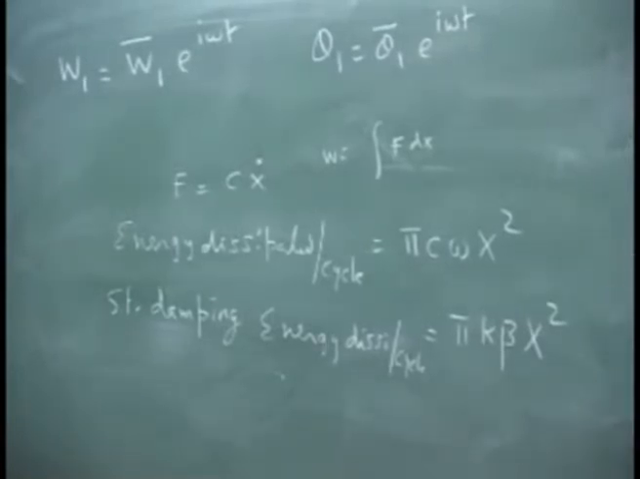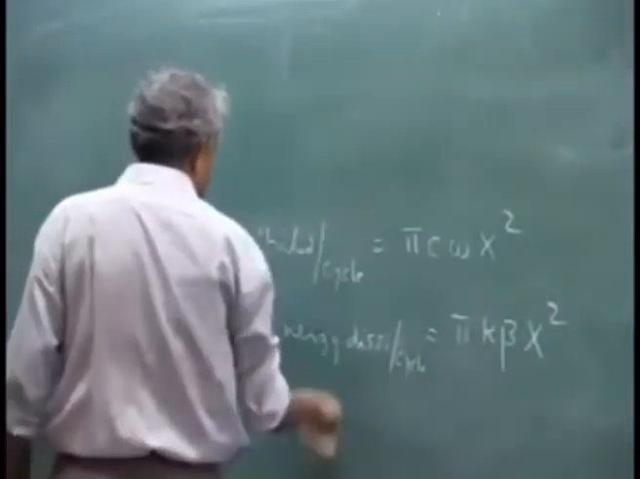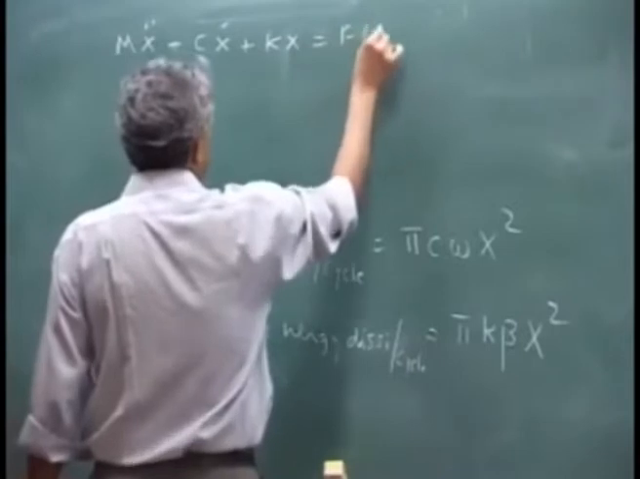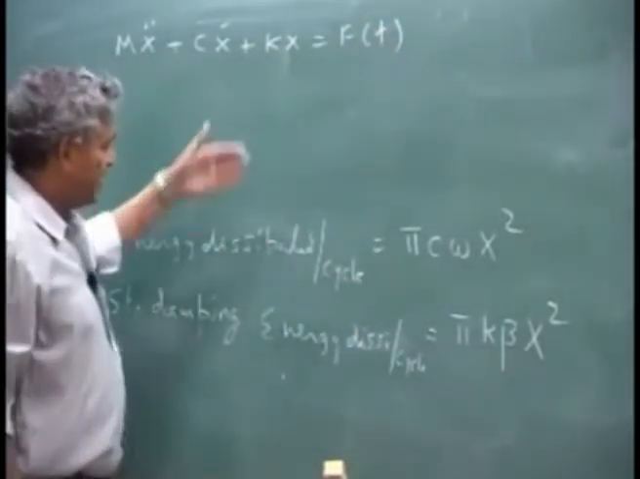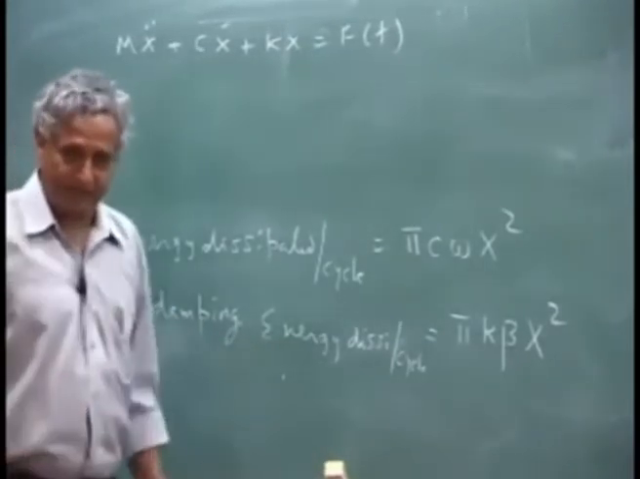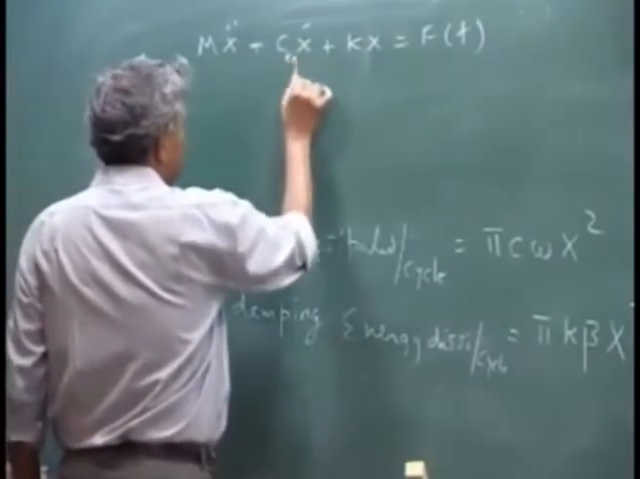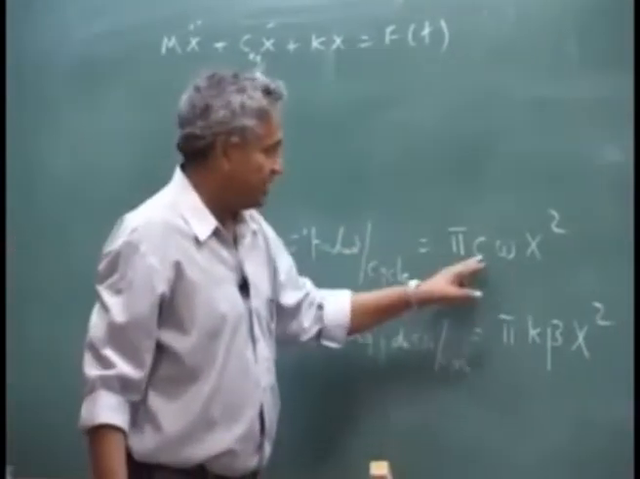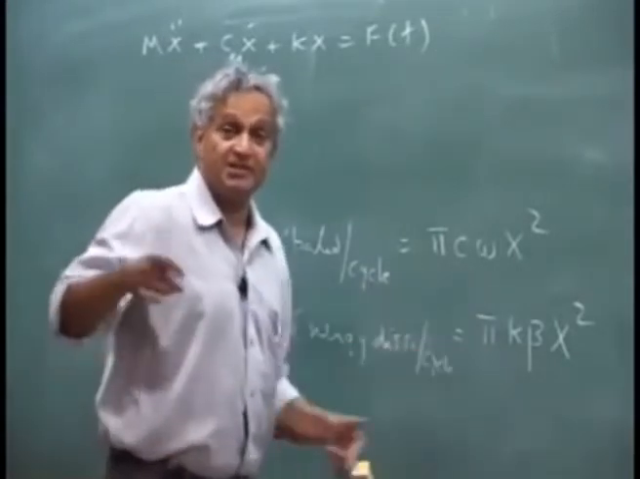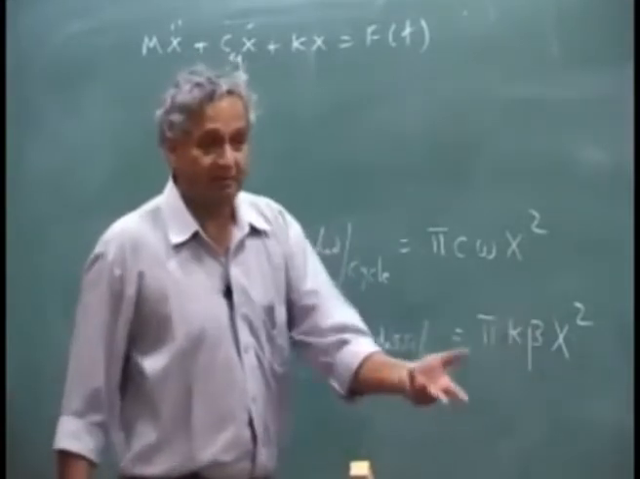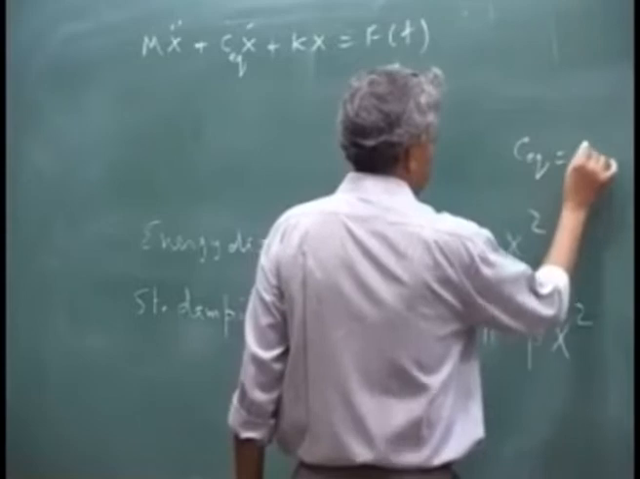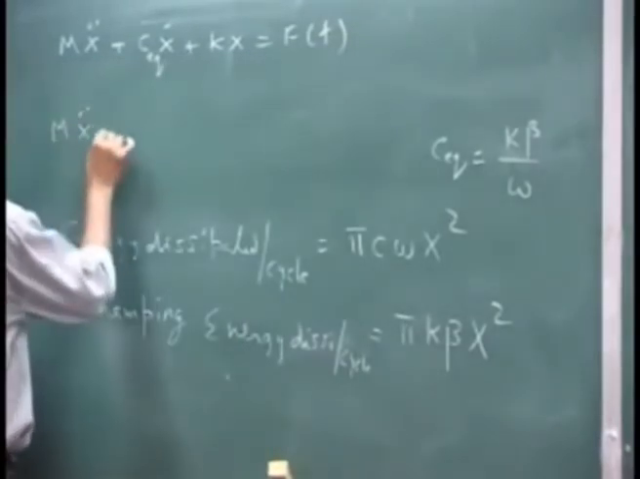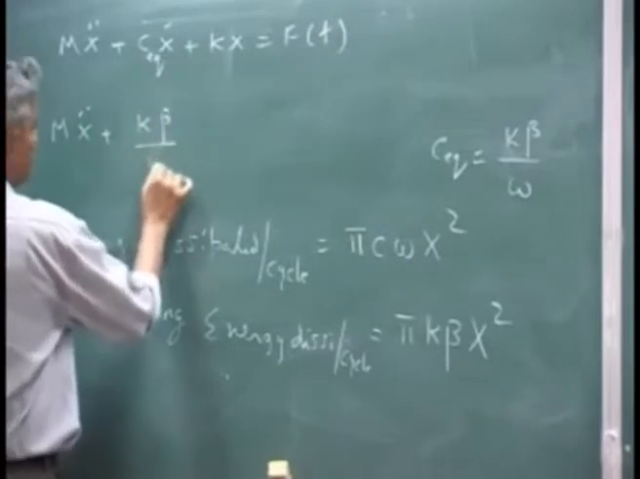See, your standard equation is m x double dot plus c x dot plus k x equals f of t. Now, if I have a different type of damping, what I normally do is I write C equivalent. When I write C equivalent, here I equate both of them. I find out what is the equivalent viscous damper corresponding to structural damping. So what will C eq be? K beta over omega. So I substitute here. That will become m x double dot plus k beta over omega x dot.